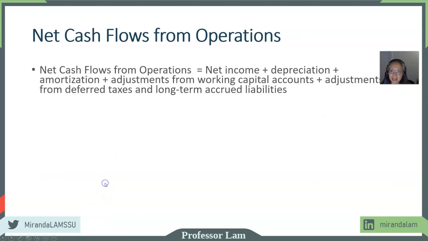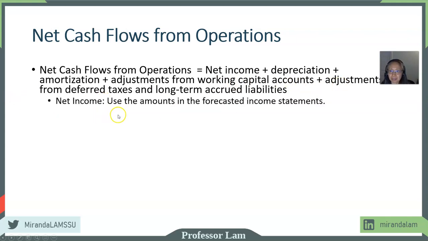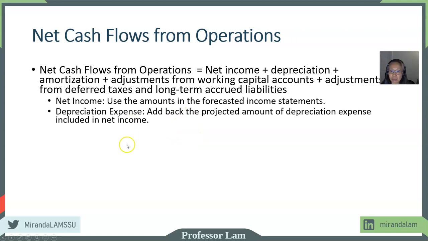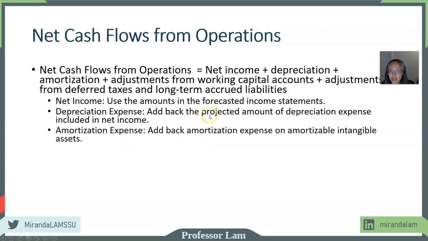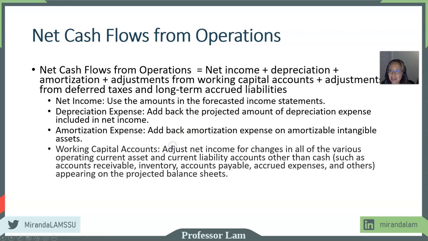Net cash flow from operating activities will include net income, plus all the non-cash expenses. So you add back depreciation and amortization. And then you'll also add back adjustments from the working capital accounts, which are the current accounts, and adjustments from deferred tax and long-term accrued liabilities. Net income will come from the forecasted income statement. Depreciation, once again, is from the forecasted income statement and should be consistent with any planned investment in fixed assets. Same thing, amortization expense is associated with intangible assets.